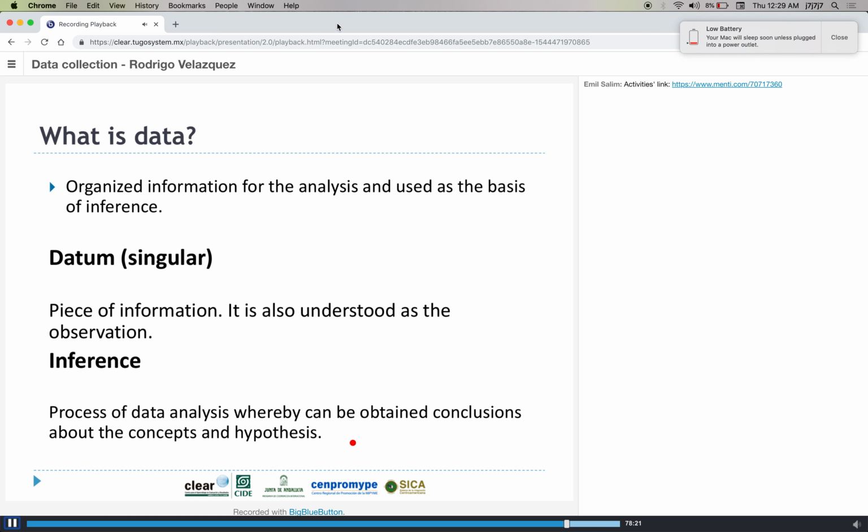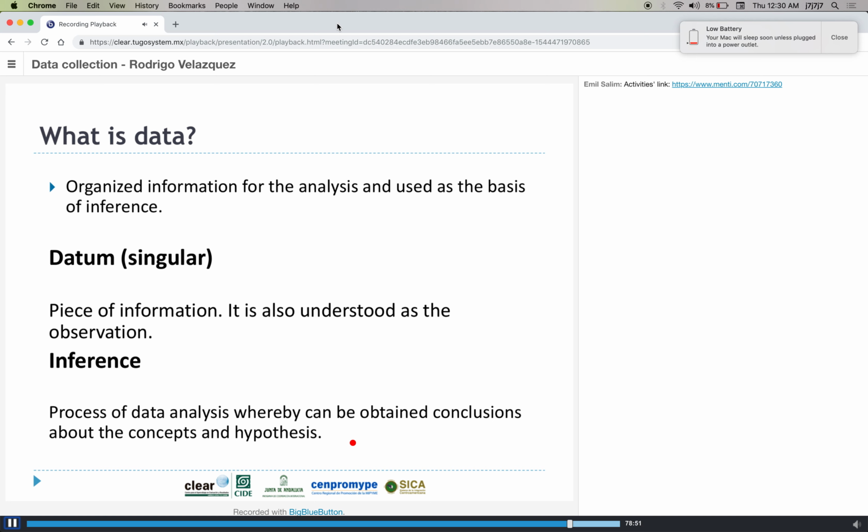So datum, which is singular, is a piece of information, and generally in studies and diagnosis, it is also understood as observation. So if we talk about data in plural, or information, but when we talk about datum in singular, we are talking about an observation. And we are going to see this difference because it is very important in studies.